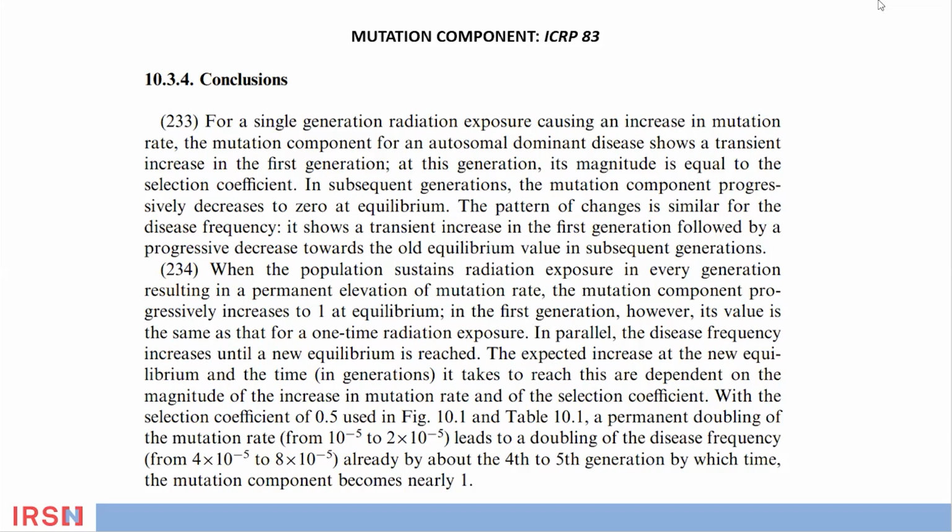I don't know if this is directly related to why they chose only the first and second generation, but here is some information. It's Publication 83: with the selection coefficient, which is wrong, a permanent doubling dose of mutation rate leads to a doubling of the disease frequency already by about the 4th and 5th generation, by which time the mutation component becomes nearly 1, and that's all.